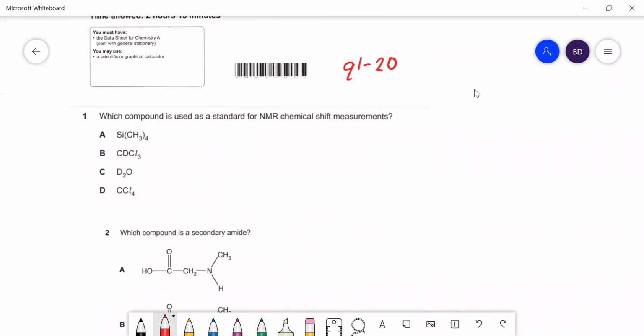Which compound is used as the standard for NMR chemical shift measurements? Of course, it is tetramethylsilane, that one. These three are all used as solvents in 1H NMR spectroscopy because the D is 2H. They don't contain any 1H, which would give their own spectrum.